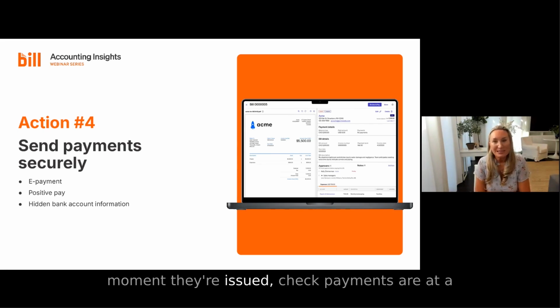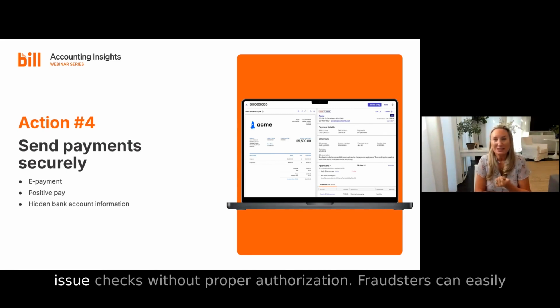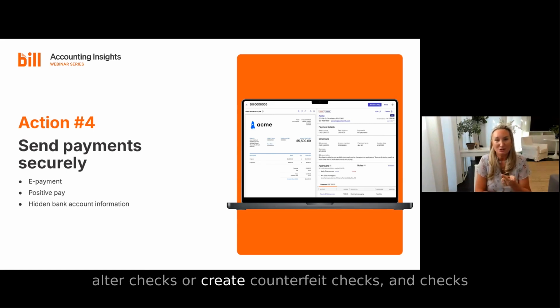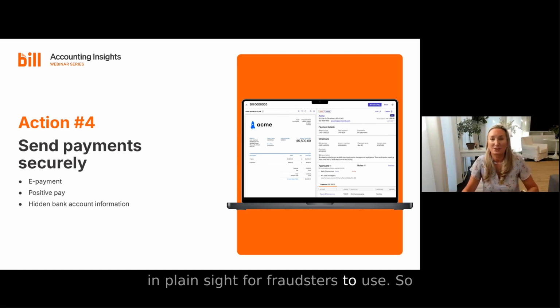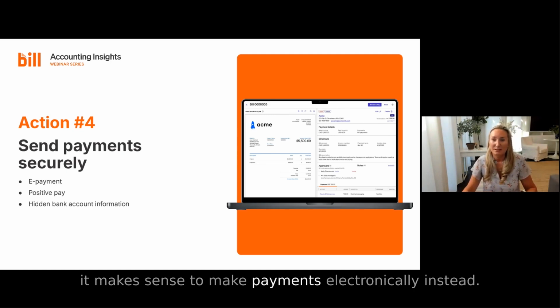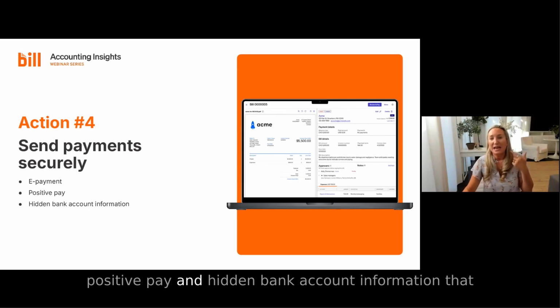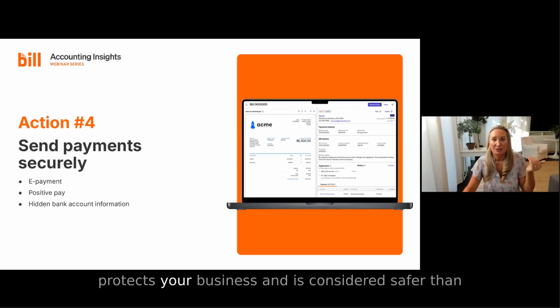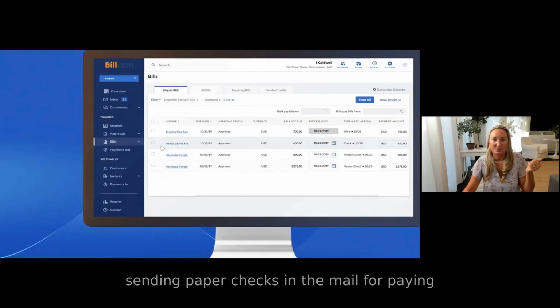So from the moment they're issued, check payments are at a high risk for fraud because dishonest employees can issue checks without proper authorization. Fraudsters can easily alter checks or create counterfeit checks. And checks contain bank routing and account information, which is in plain sight for fraudsters to use. So it makes sense to make payments electronically instead. And if you're using Bill or whatever process you're using, if you can use e-payment, positive pay, and hidden bank account information, that protects your business and is considered safer than sending paper checks in the mail.